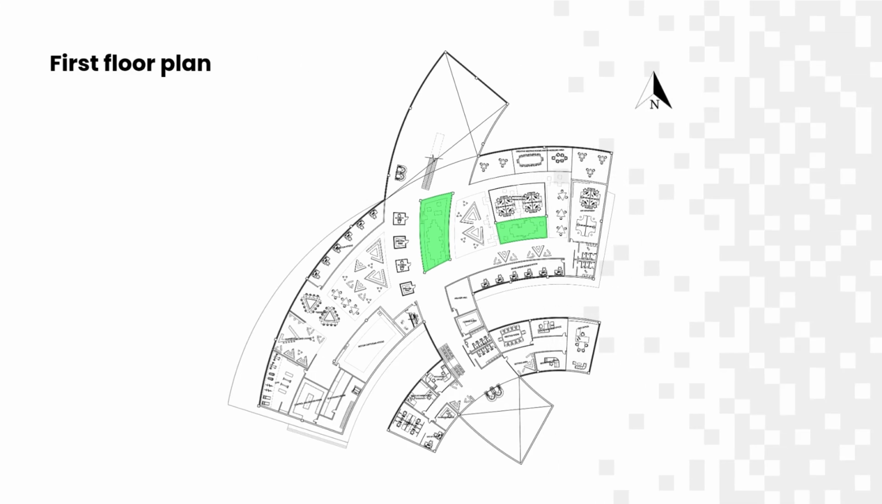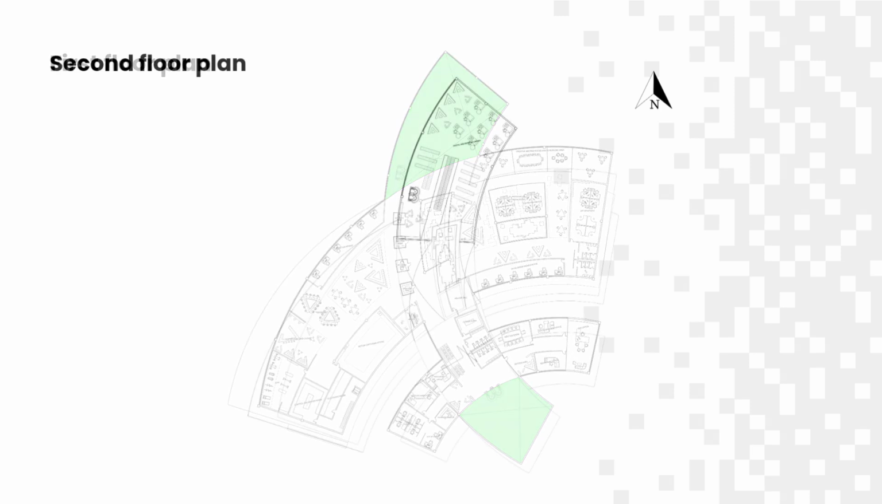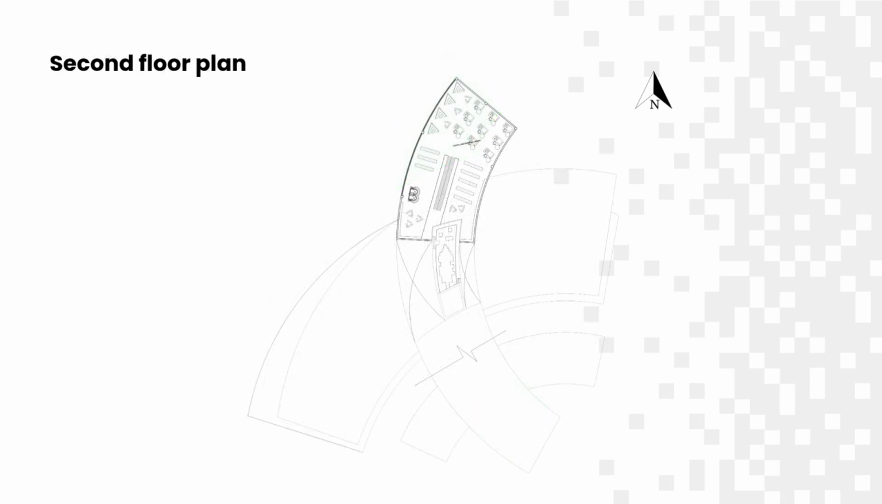Going back to the first floor plan, you can see the courts and the double heights. Going up to the second floor, which serves a single function, a digital and regular library for the public to visit.